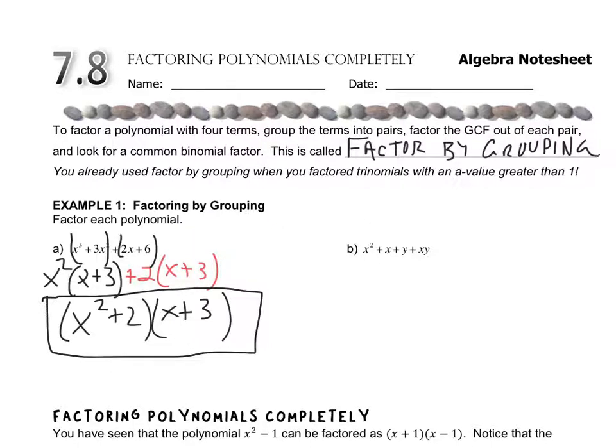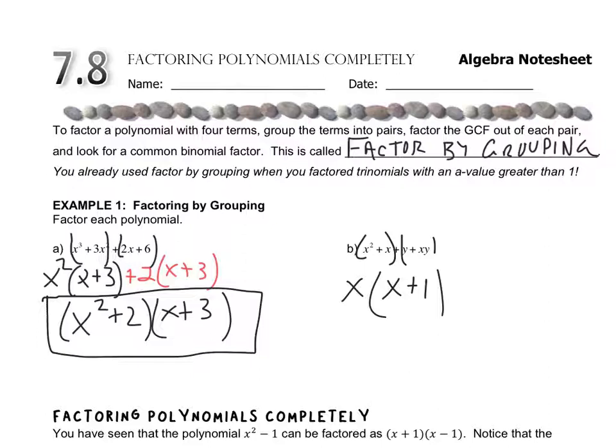All right, on the second one. So this one, again, we can't combine any more of those terms. So what I'm going to do is look at the first 2 as a pair and the last 2 as a pair. So looking at x squared plus x, well, there is an x that is the greatest common factor of those 2 terms. And if I remove the x, that would leave x plus 1 on the inside.